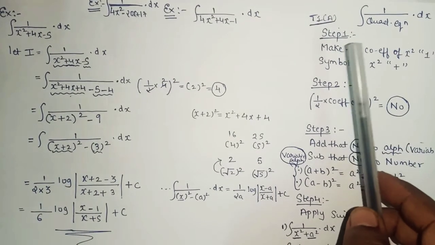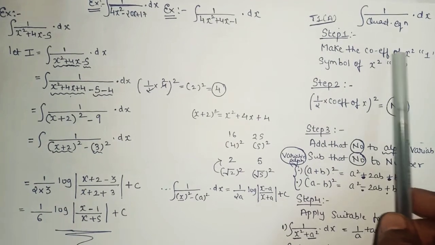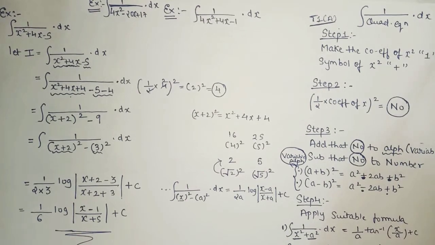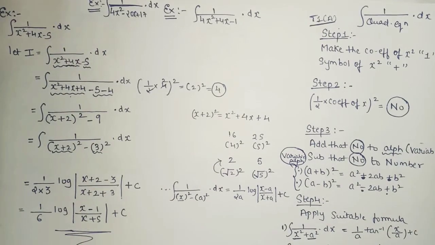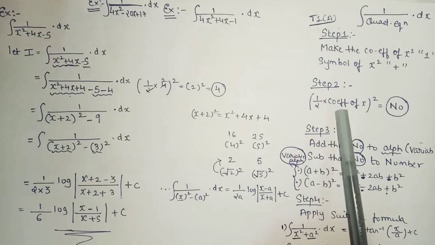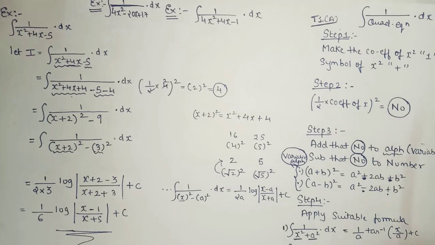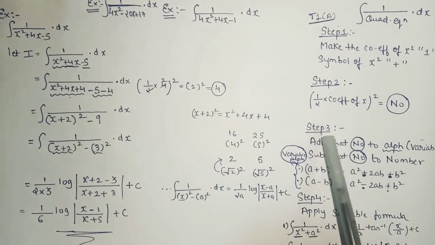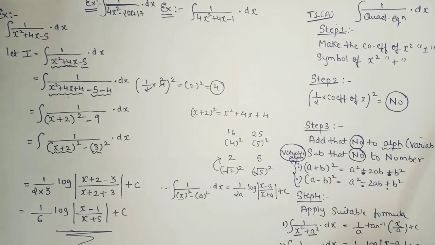As I told, you have to follow these steps. Step number 1 is that we have to make the coefficient of x square 1, and the sign of x square should be positive. Step number 2, you have to apply the third term formula. I hope you all know what the third term formula is: half into coefficient of x the whole square. With the help of this you will get one answer here. Whatever answer you get, in the next step add that number to the alphabet and subtract that number from the number.